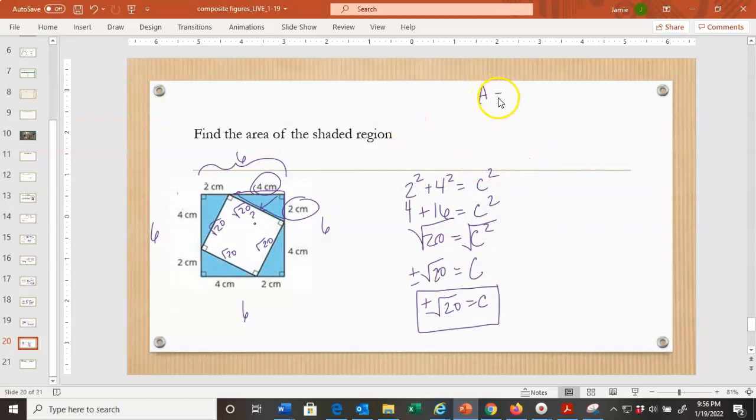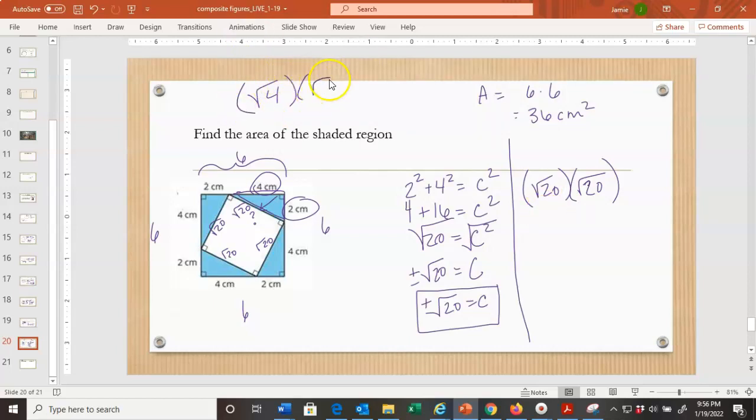So the area of the big one is 6 by 6. That's 36. And the area of the inside square is root 20 times root 20. Ooh, this is fun. Do you remember what happens when you do root 20 times root 20? The radicals disappear. Like, check it out. If we did root 4 times root 4, root 4 is 2, root 4 is 2. You just get 4.